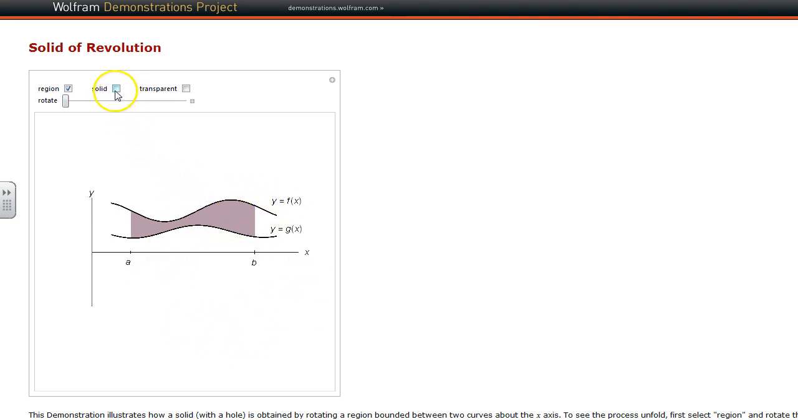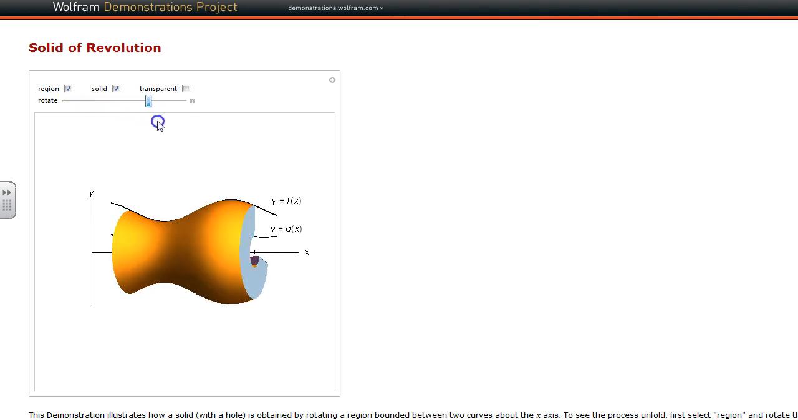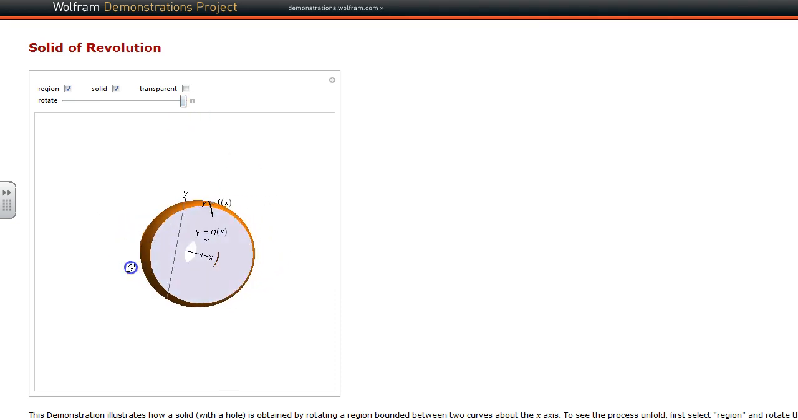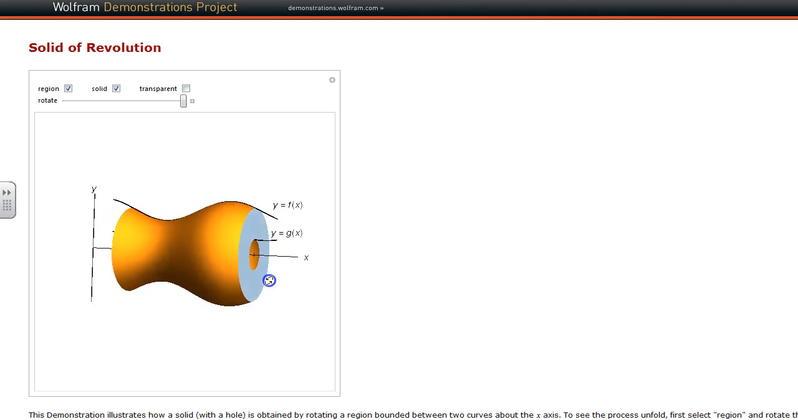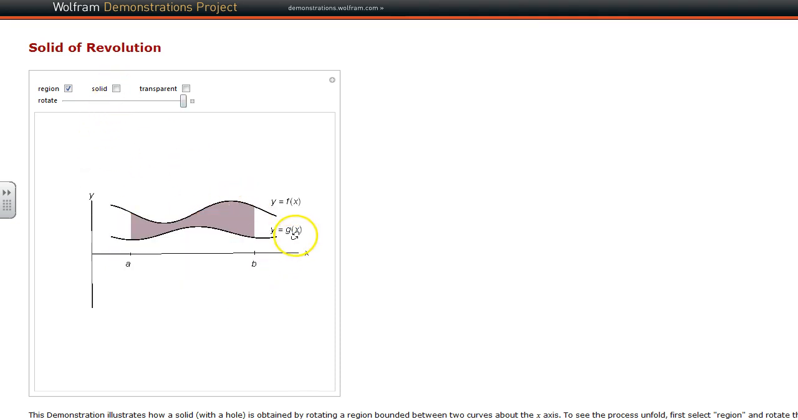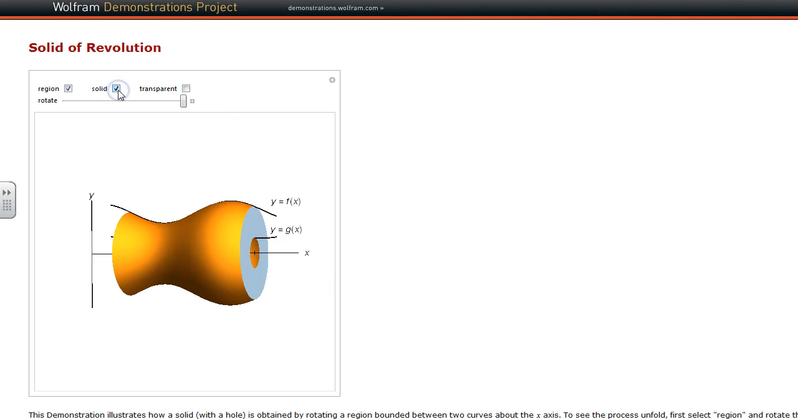This is what happens when we make that rotation. If we keep every single one of those pictures there, instead of it going away as it rotates, we get what's called the solid of revolution. As we rotate it, we see this 3D object created. If we turn it and look through, there's a little hole in the middle along the x-axis where we subtracted out the area below g of x. That's what we call a solid of revolution.